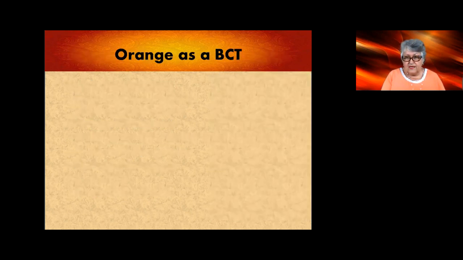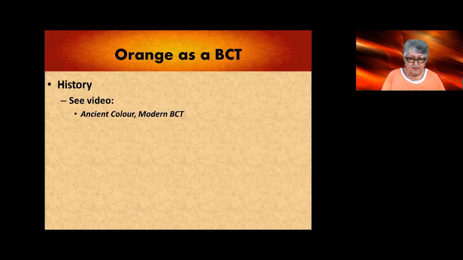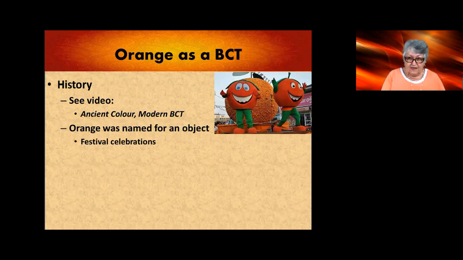Firstly, orange as a basic colour term. The history of this I have dealt with in a previous video called Orange, Ancient Colour, Modern Basic Colour Term. I've got the link for that in the description, so if you haven't seen it, it's well worth having a look because it describes how orange became a colour out of an object. It is the only basic colour term that was named for an object, and it is such an important one that it is created as part of major festivals across the world. Orange festivals occur in quite a number of orange-producing nations.